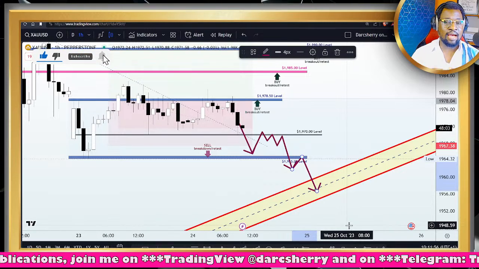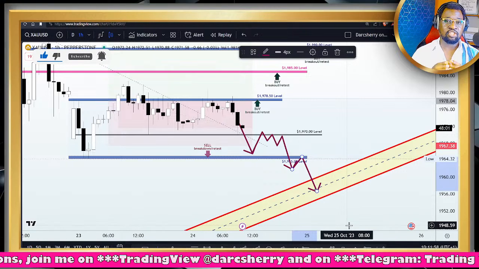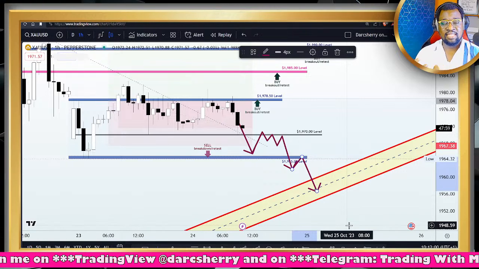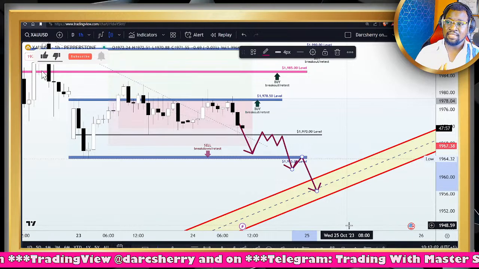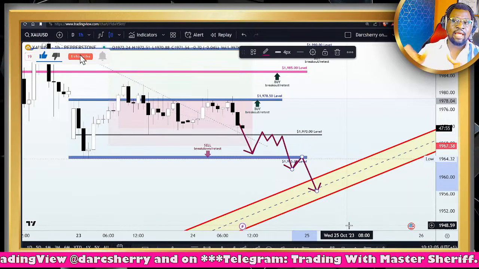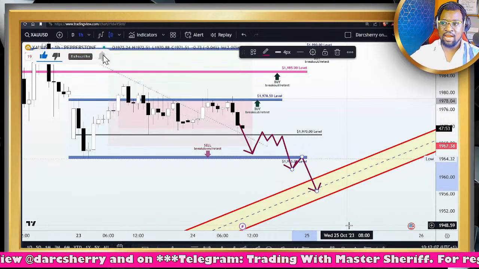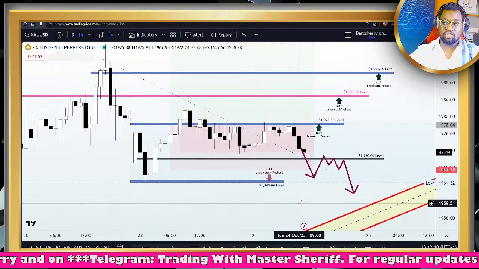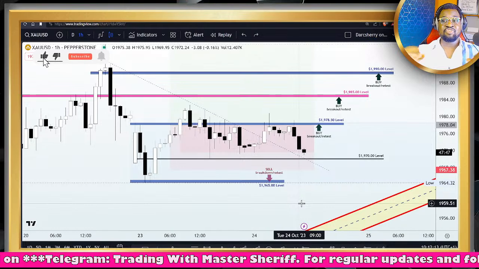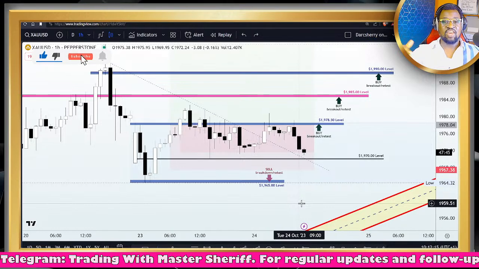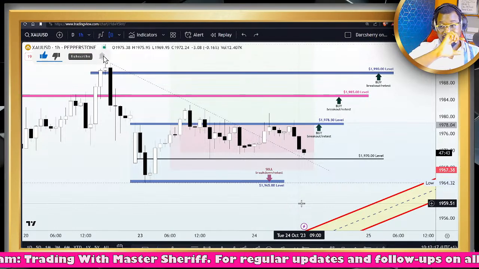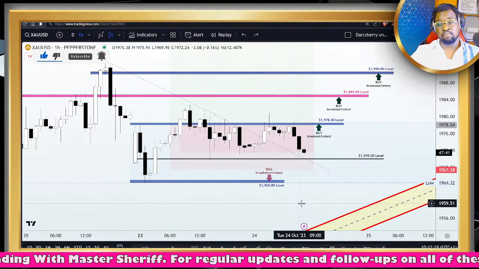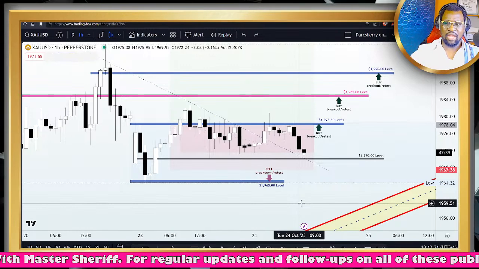But trust me, I'm going to be with you in the comment section of both my TradingView and Telegram platforms to give you updates on what we are going to be doing if price action gets into that area. But at this point in time, I will continue to hold on to a bullish bias as long as price still remains above that 1,970 level, which is still within that range we spotted at the beginning of this week.